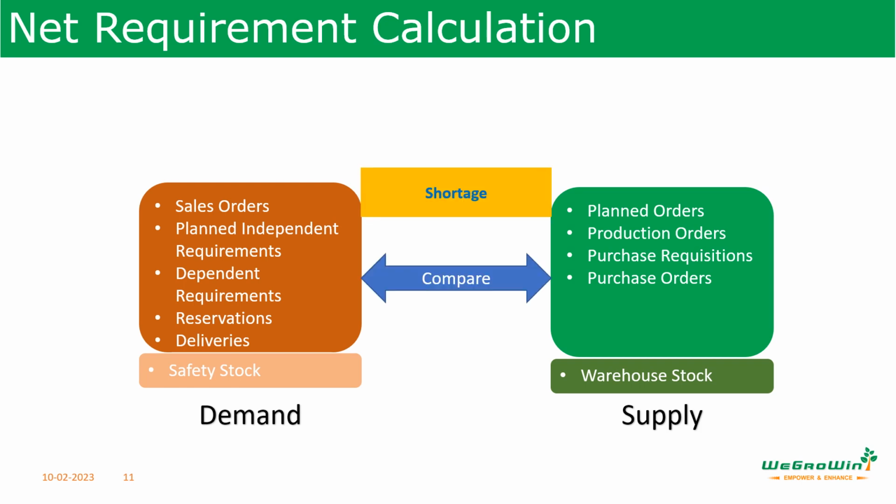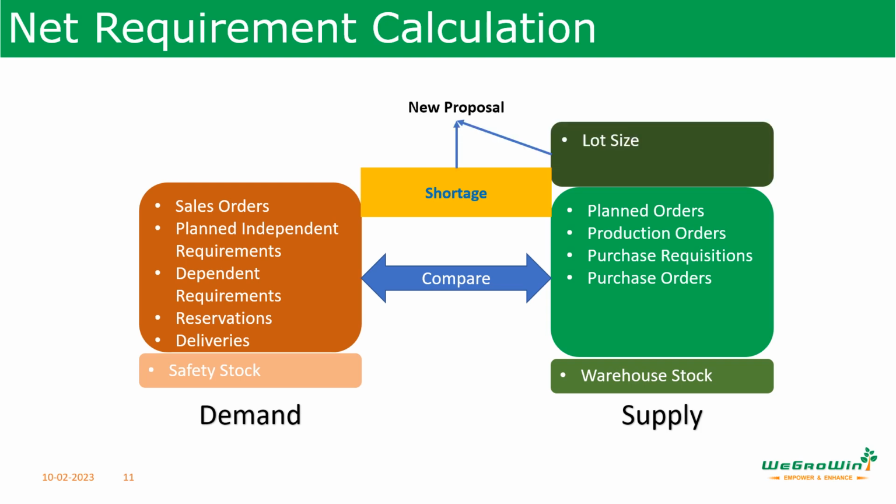What is the difference? That is the shortage. These are compared, and the shortage is arrived at. And then based on the lot size, the system will propose the new proposal. This is how the net requirement will be calculated. How the lot size will be used, we'll see as the next step, but the shortage will be taken as a new proposal.